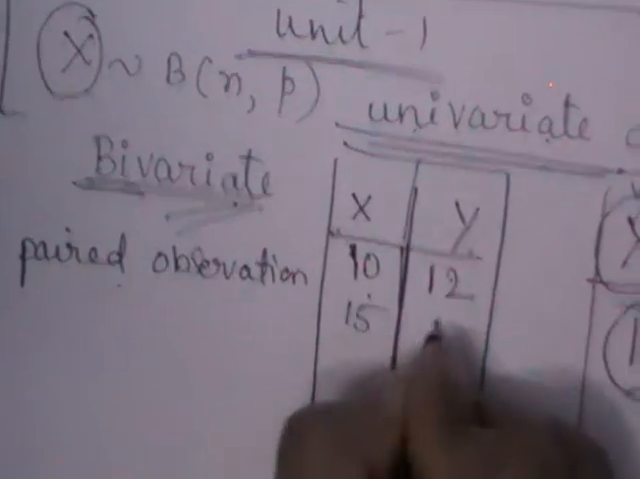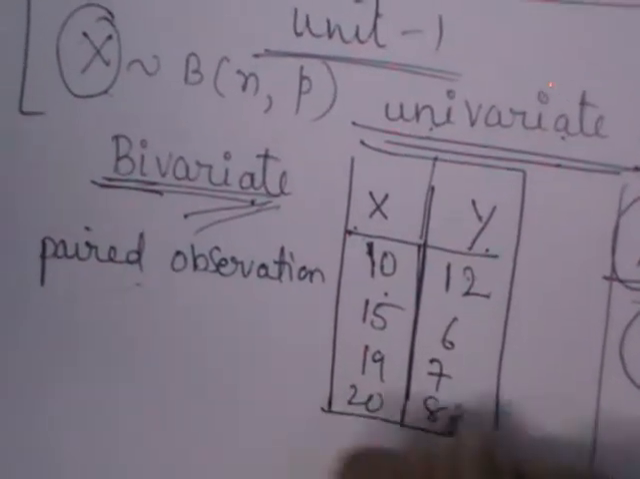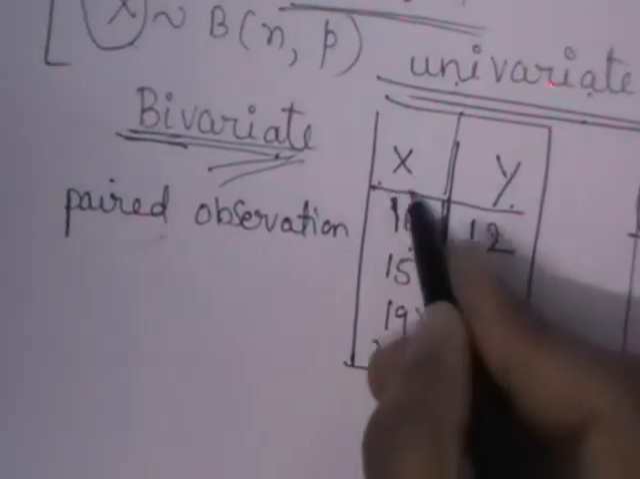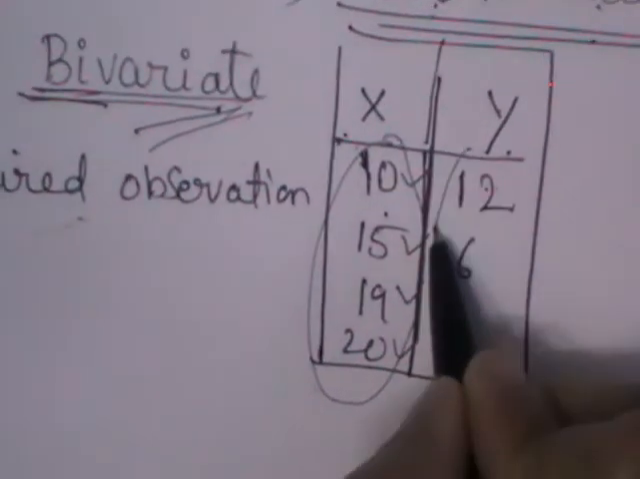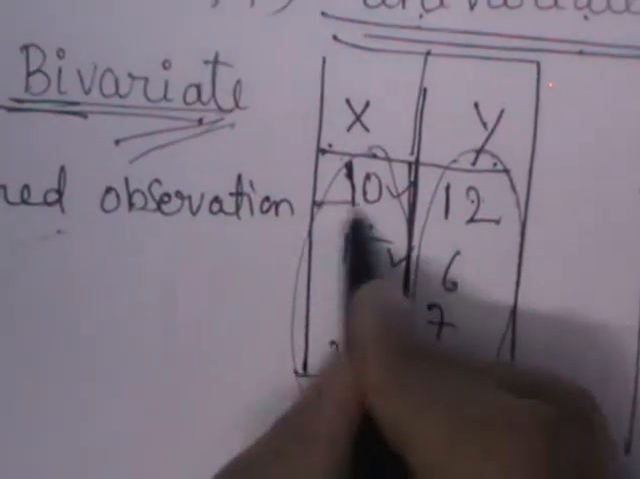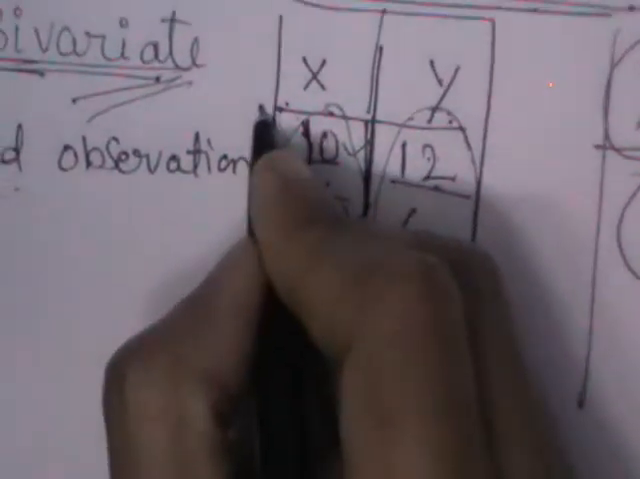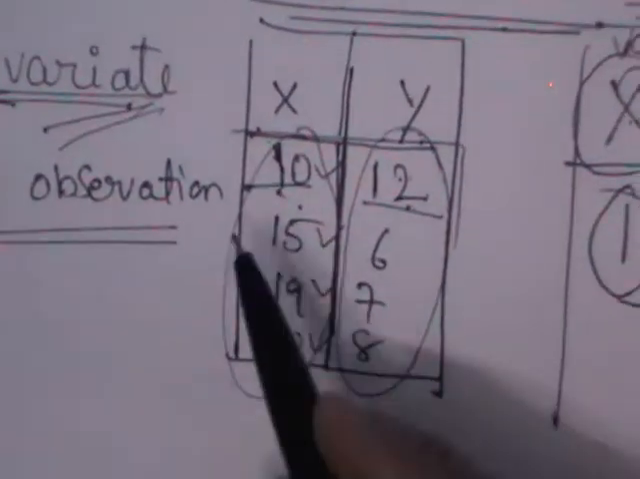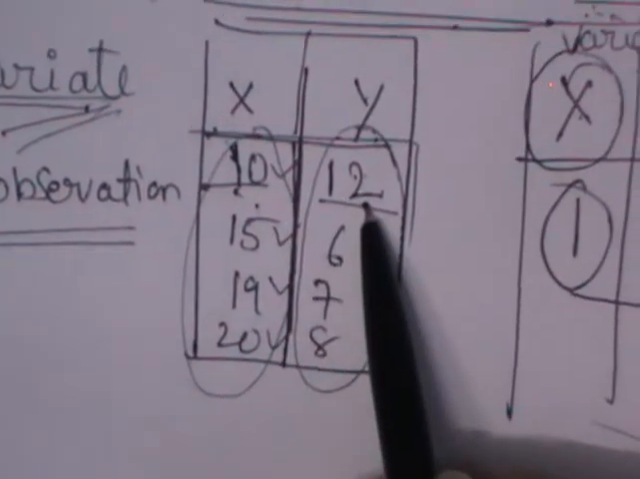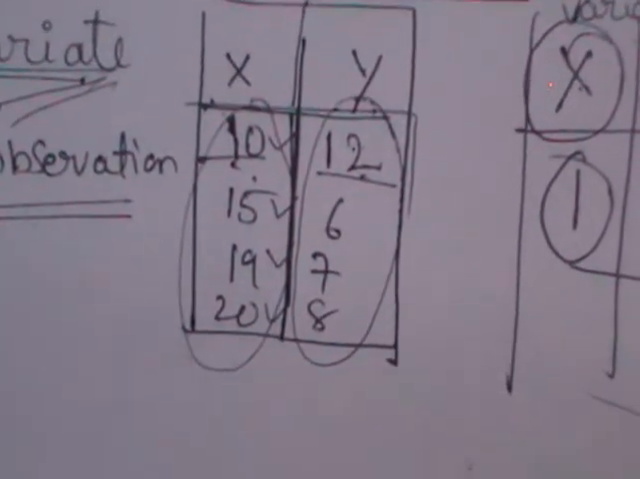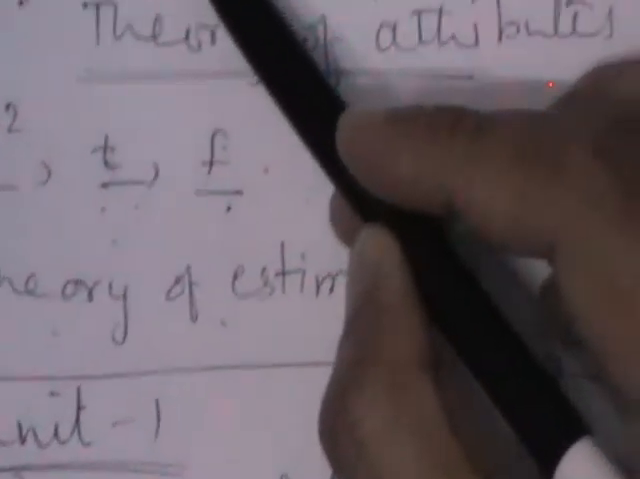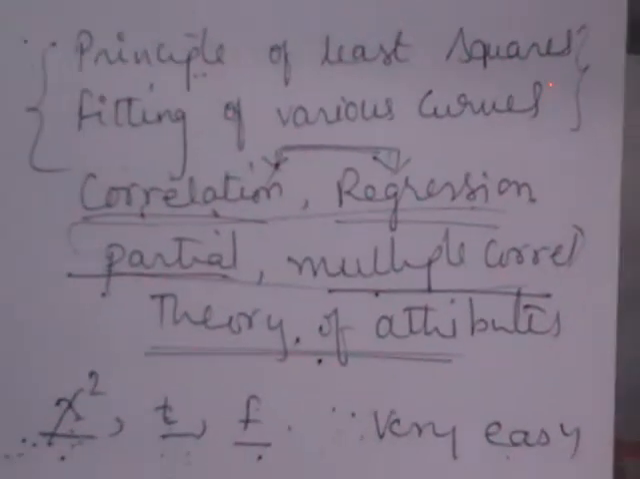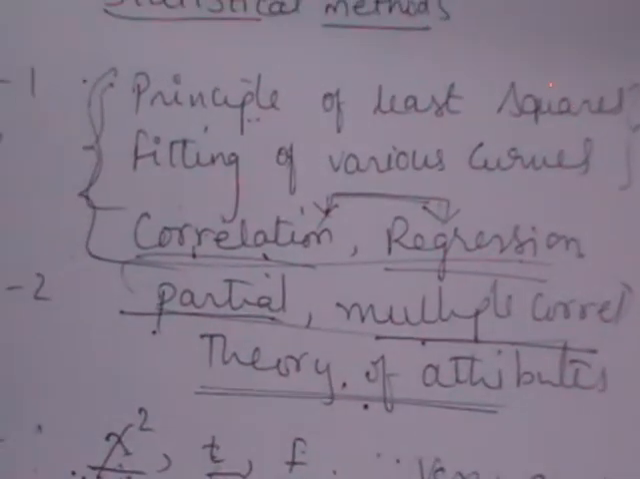How many values are given on x? You are given 4 values on x. If you have the same 4 values on y, each observation is paired. An observation on x is paired with the corresponding observation on y. So this data we call paired data, or bivariate: you have two variables and all the observations are paired together. From here onwards, whether you study the principle of least squares, correlation, regression or any other topics in the first and second units, you are going to consider only bivariate data.